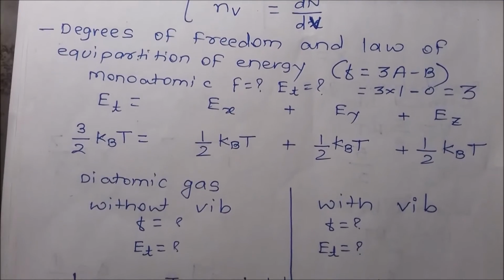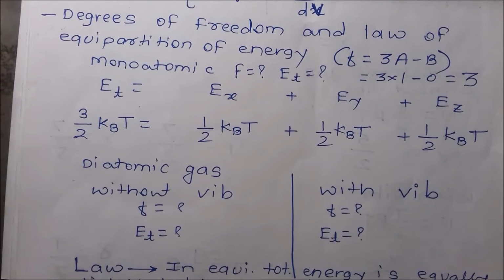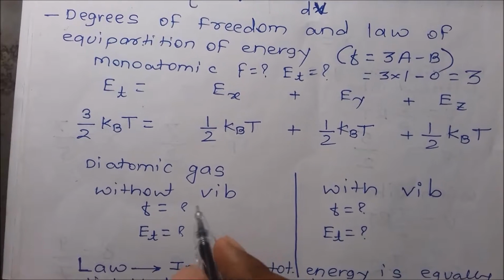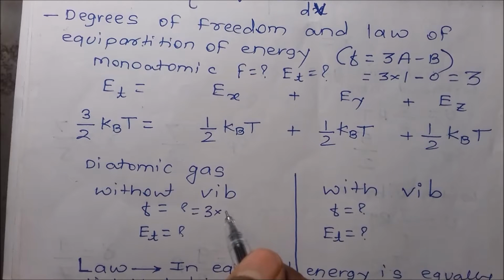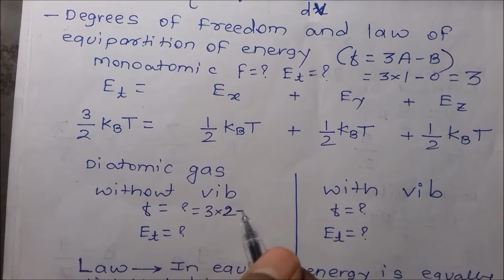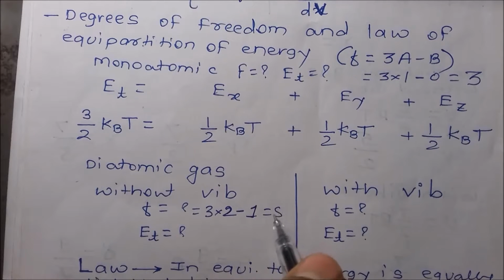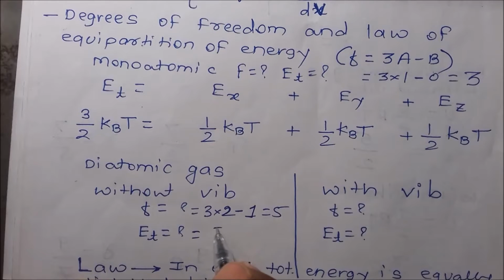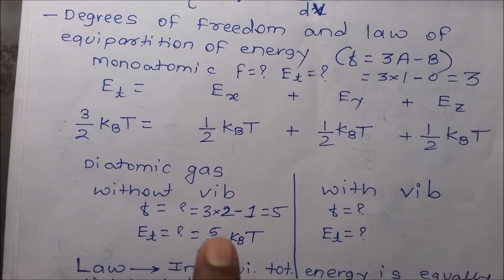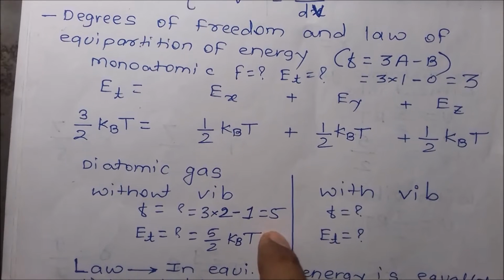Then for a diatomic gas without vibrations, degrees of freedom is equal to 3A minus B. A is the number of atoms, 2, minus the number of bonds, 1. So this is 5. Degree of freedom is 5. In each mode there is half kBT energy. So the total energy of a molecule is 5 into half kBT, so 5 by 2 kBT. It has 3 translational modes and 2 rotational modes.